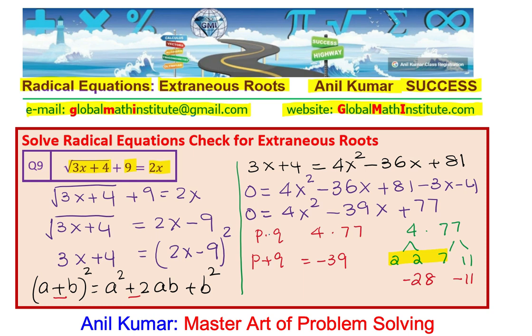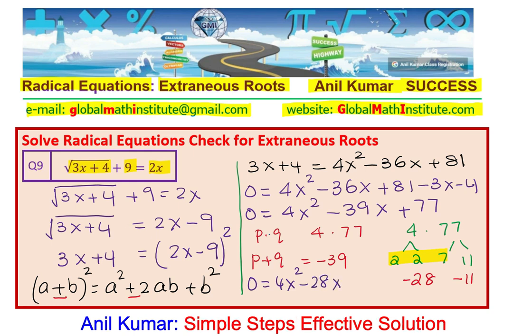So you understand how we got this. So we'll split 39x into these two terms and rewrite our expression as 0 equals 4x squared minus 28x minus 11x plus 77. Makes sense? And now, on a new page, we are going to factor and get the solution. Okay, so let me take this equation to the new page.